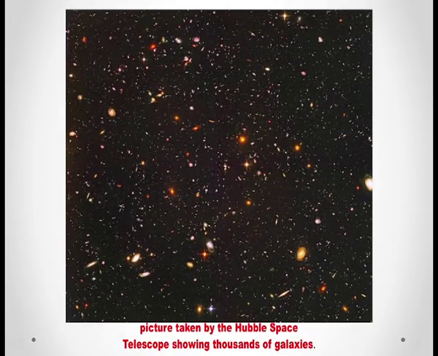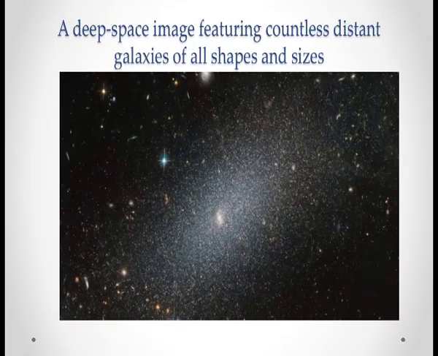So this is a photograph taken by the Hubble Space Telescope showing thousands of galaxies which comprise the universe. In the distant future, not the near future, we may not be seeing this many galaxies, as the galaxies are receding away from each other according to the theory of Hubble. This is a deep space image featuring countless distant galaxies of all shapes and sizes. This is how our universe is made up.